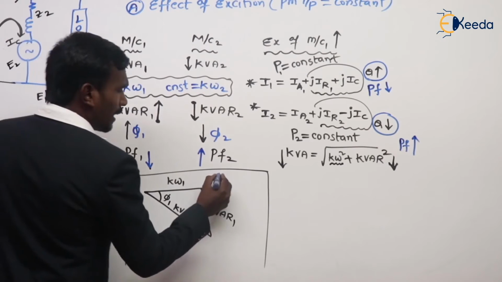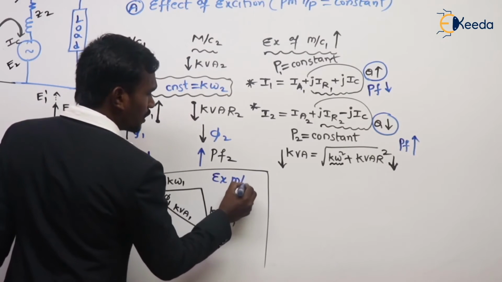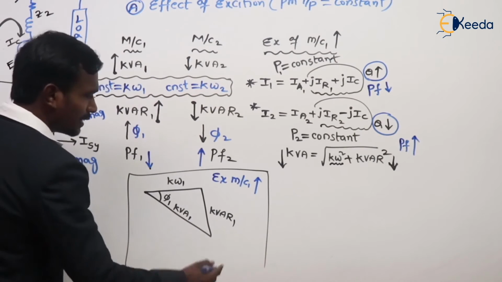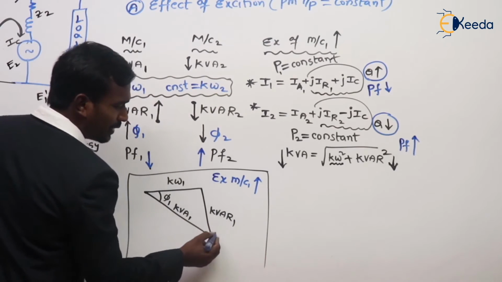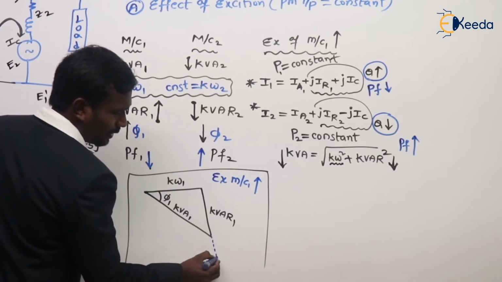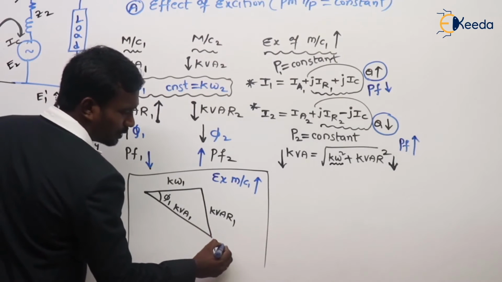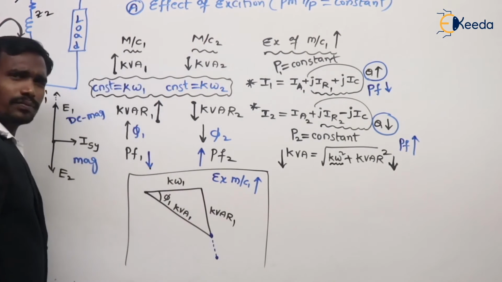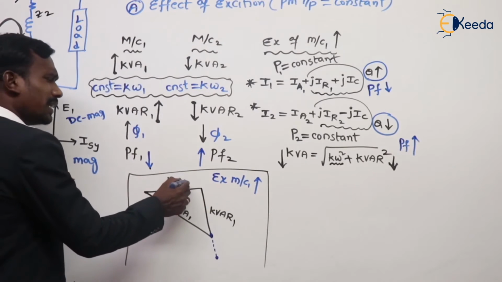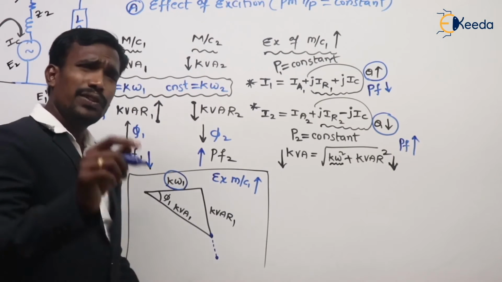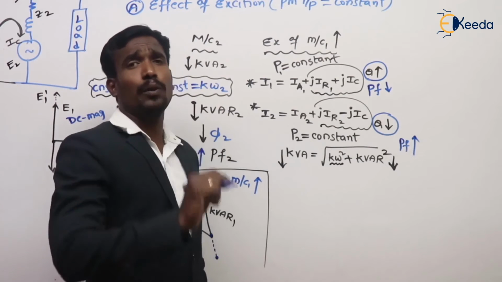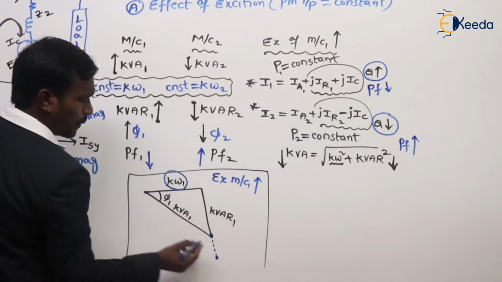But when the excitation of machine 1 increases, nothing but the kVAR increases. kVAR increases to this much. This is the new kVAR increment. What about kW? kW is constant, I said you already. If the disturbance is from excitation, the active power is constant but the reactive power changes. Here the reactive power changes.